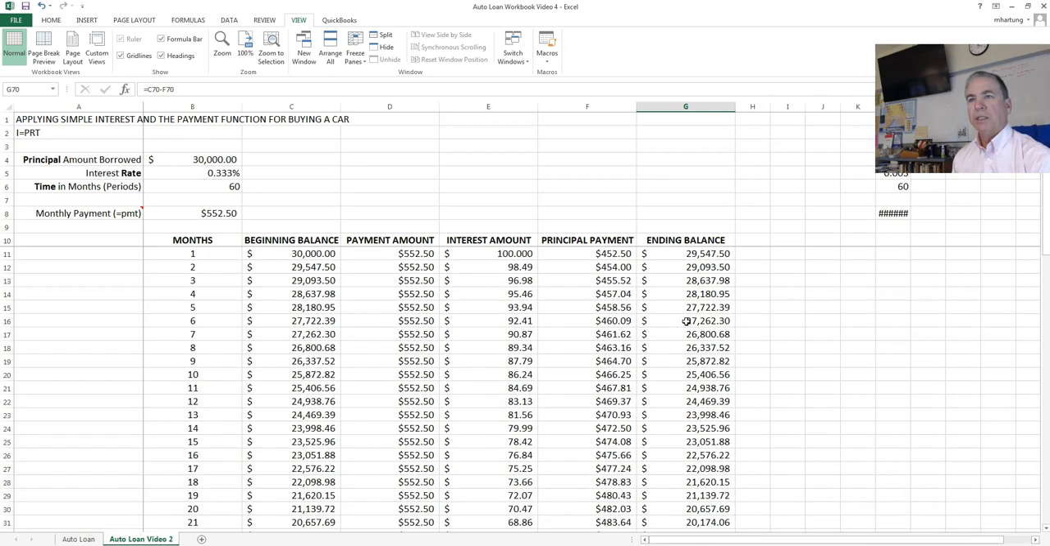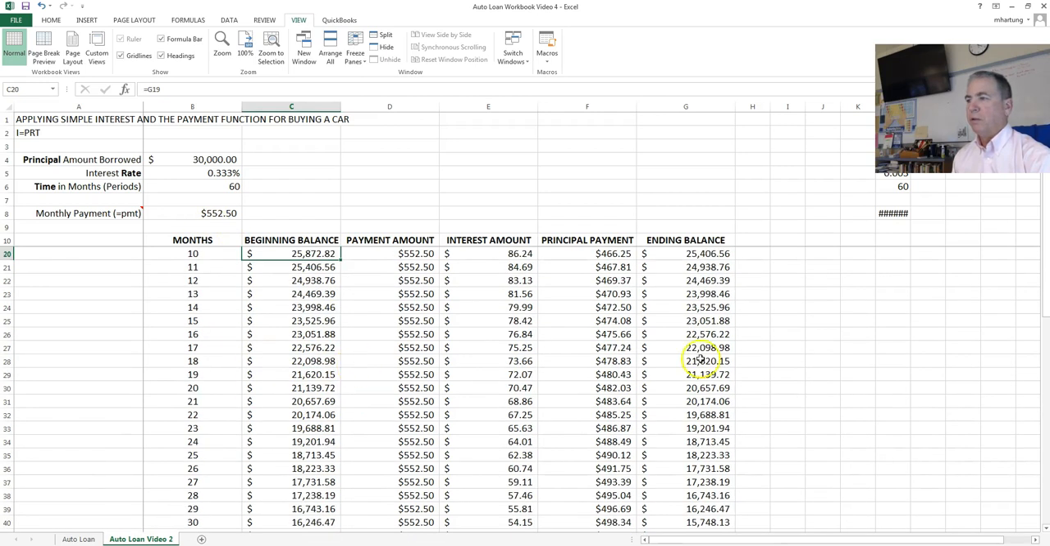So that's how we create a table. We applied the simple interest formula, and we've applied it in a fashion that allows us to use the monthly payment function, and then we use that monthly payment function to help us calculate a repayment loan schedule so that we can go to any particular location within this 5-year period and find out how much we owe and how much we have paid.